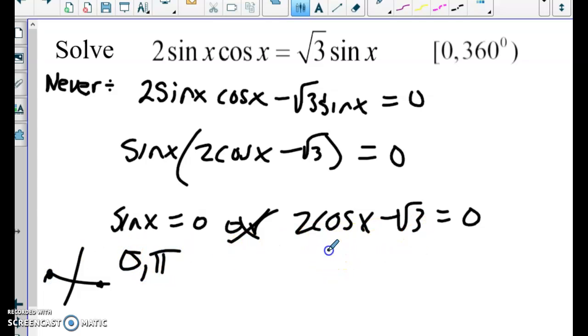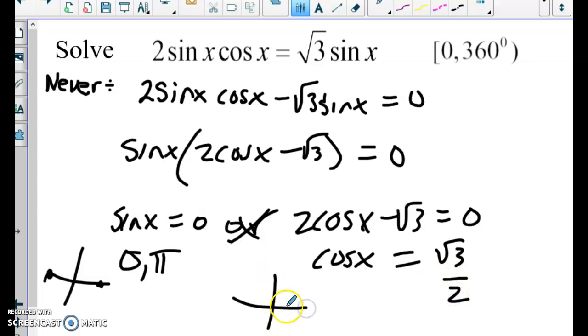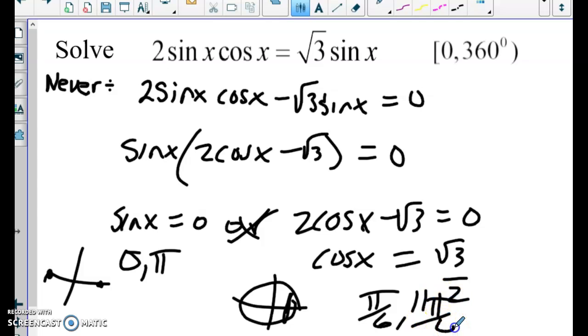Over here, I'm going to solve it. Add square root of 3 to both sides, divide by 2. And I think we've talked about where the x value is equal to that, and that we said that was pi over 6 and 11 pi over 6. So we get 4 answers.